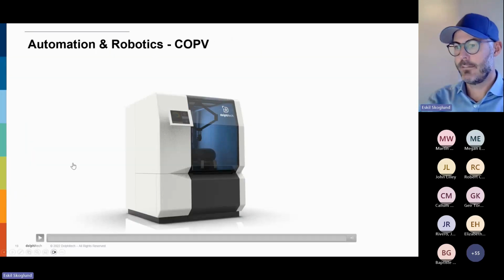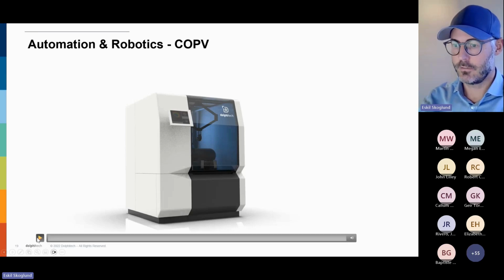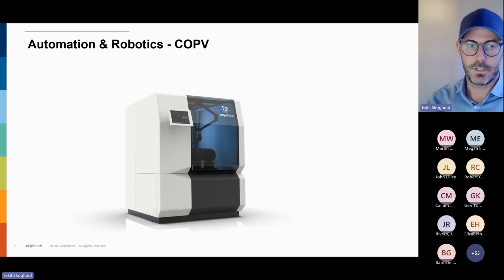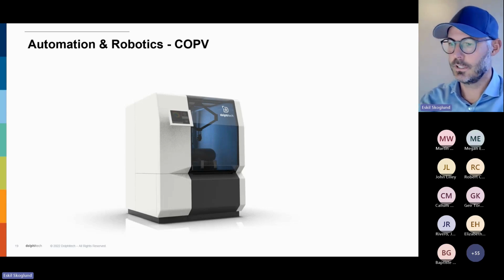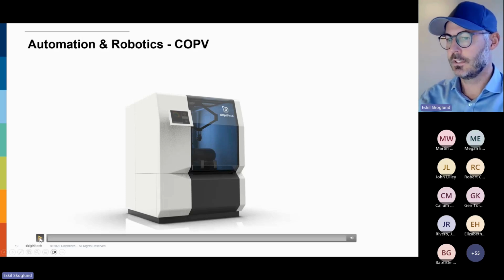Then next we have a concept project, a composite pressure vessel. This is a market that is exploding. Hydrogen tanks and pressure tanks: people are afraid of them exploding and stuff like that. So we want to be able to inspect them.